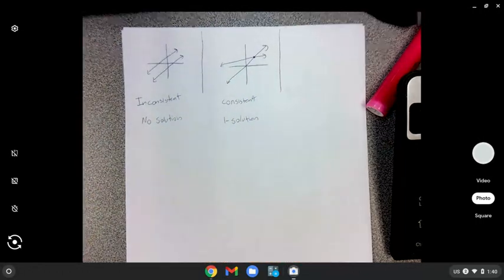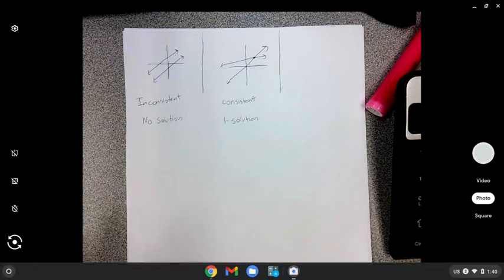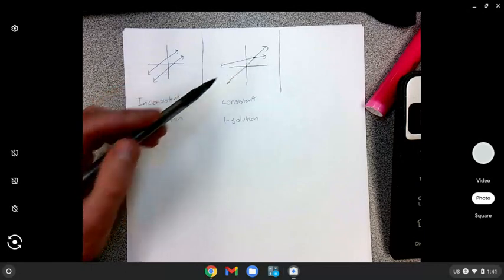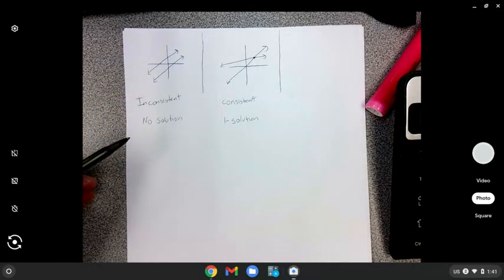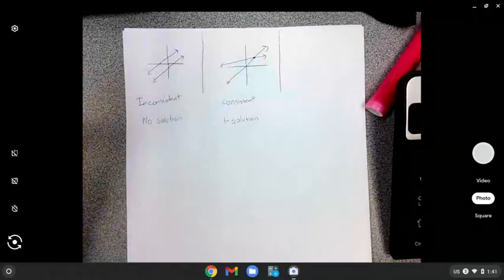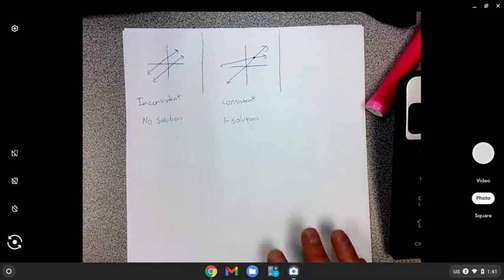You couldn't have, I take that back, you couldn't have two solutions with linear equations. If you have two linear equations, two straight lines, you can only have zero solutions, one solution like this where they cross at one point, or there is one other option.